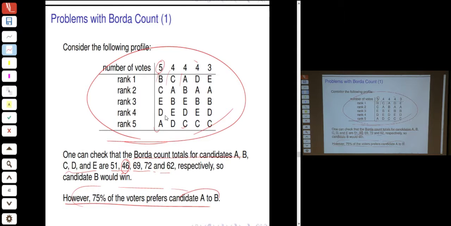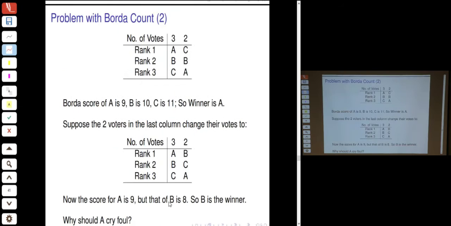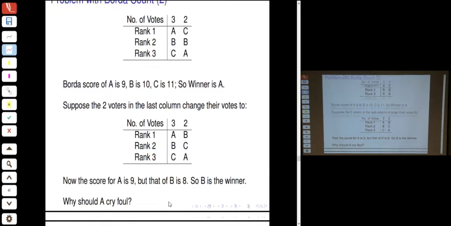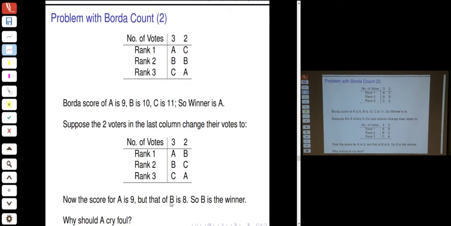So if you do a head-to-head matchup between candidates A and B, it is only in this list that B is beating A, otherwise in every other list A is beating B. So if you do the math, 75% of the total number of voters will end up preferring candidate A to candidate B. However, by the method of Borda count, candidate B is winning the election. So here is another problem with the Borda count method.